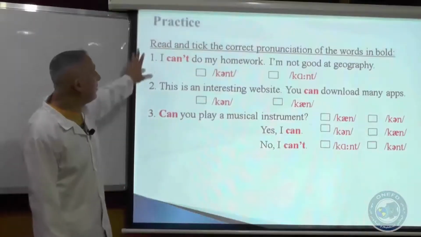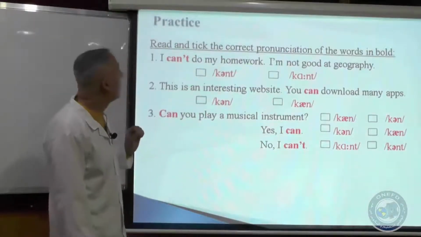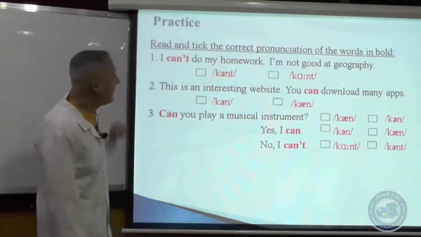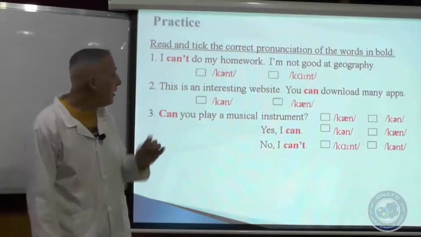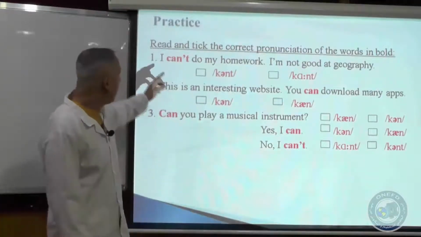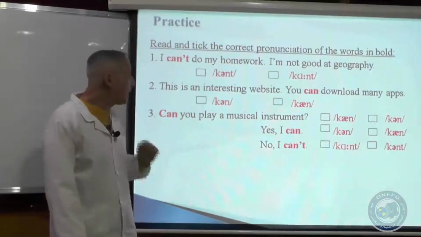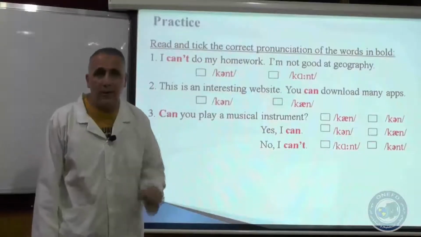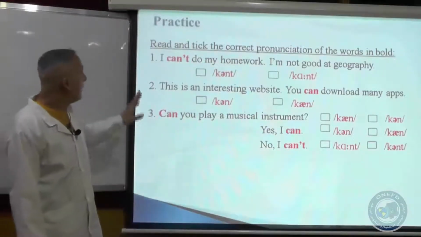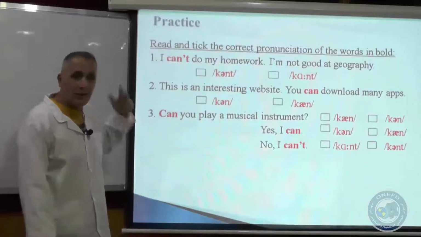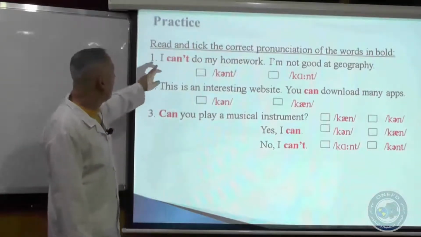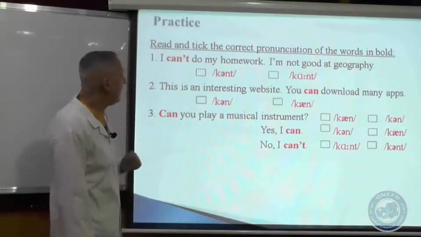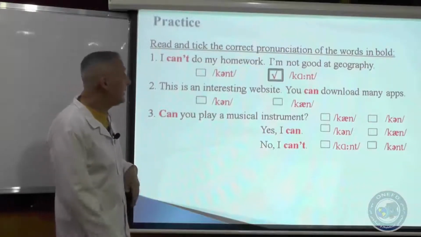Let's practice. We are going to read and tick the correct pronunciation of the words in bold. We have 3 sentences. According to the rule, try to pronounce the modal can't or can correctly. Okay? So, now let's read together and identify. I can't do my homework. I'm not good at geography. Yes, of course, it is can't.